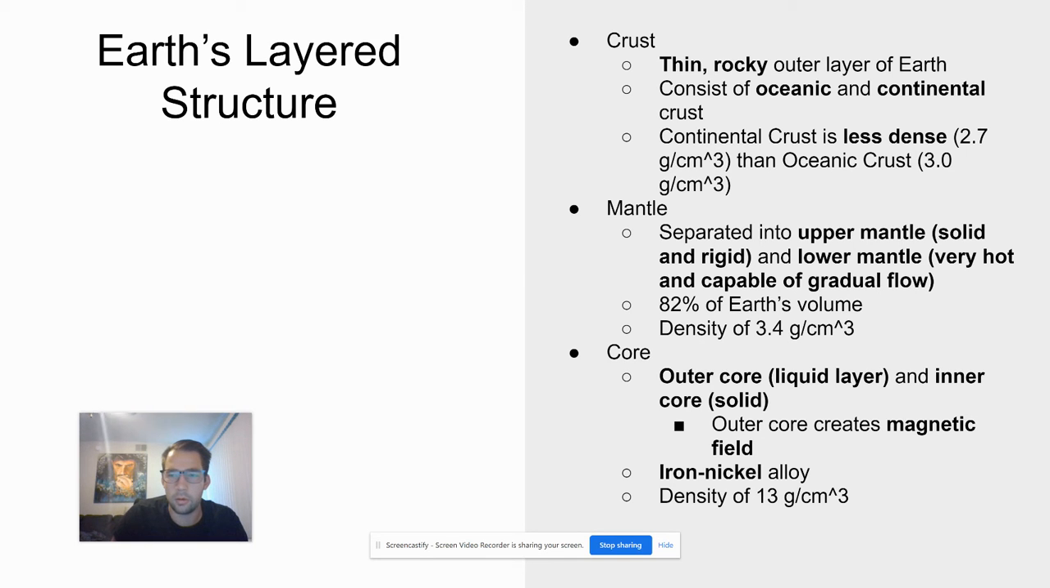And the core is split between the outer and the inner core. The outer core is a liquid layer. The inner core is a solid. And the core is made up of an iron-nickel alloy, and its density, you can see there, is 13 grams per centimeter cubed. What that means is it's just very, very dense. You see this pattern of increasing density as we go deeper and deeper into the Earth.